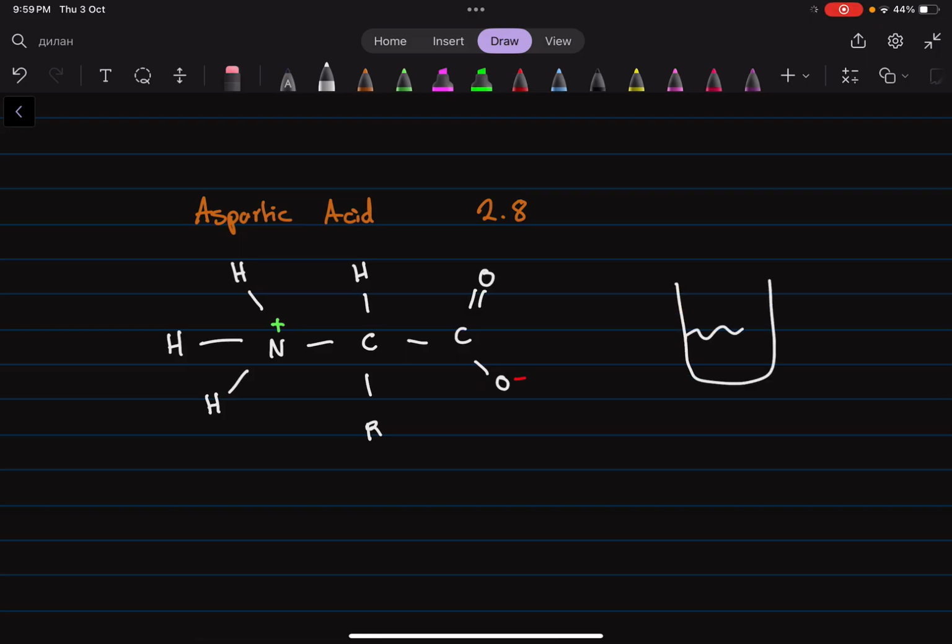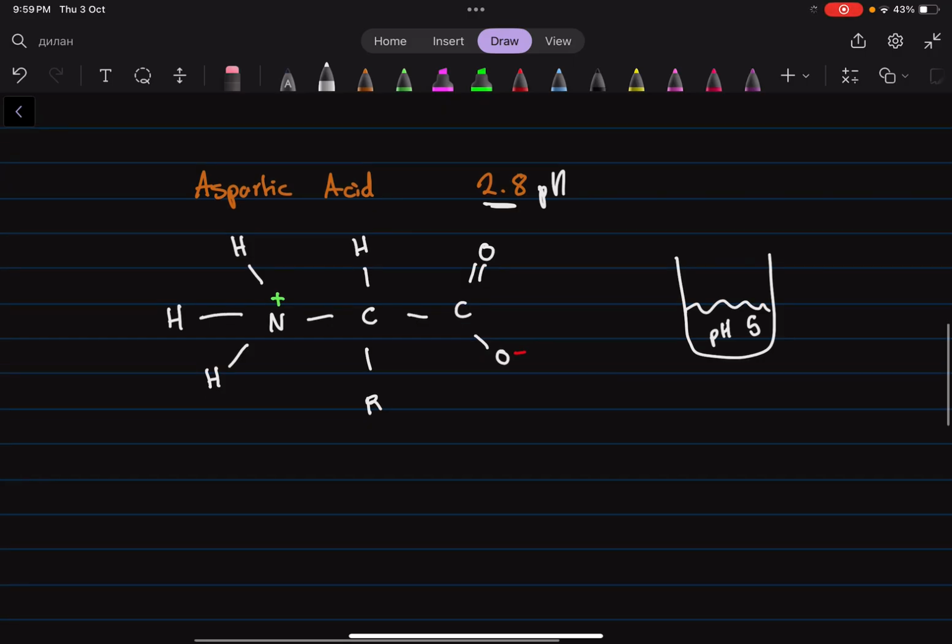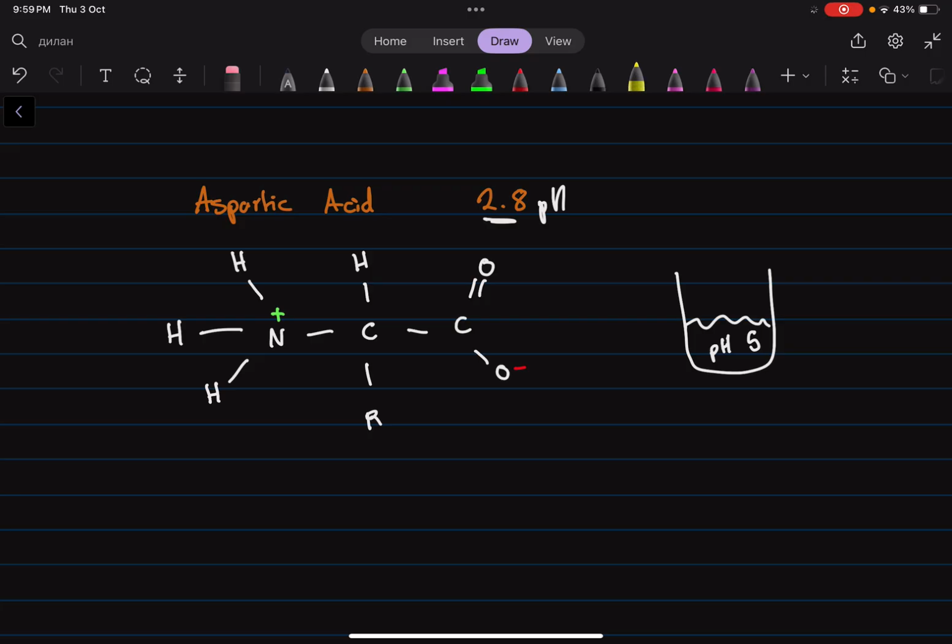Okay, here's my beaker, and in this is a pH 5 solution. Okay, and I put my aspartic acid inside here. So what happens when the aspartic acid goes in is, since the isoelectric point is 2.8, but the pH of the solution is pH 5, every amino acid or Zwitterion wants to get this solution to its isoelectric point. So if it's at 5 and it wants it to be 2.8, it wants the solution to be more acidic.